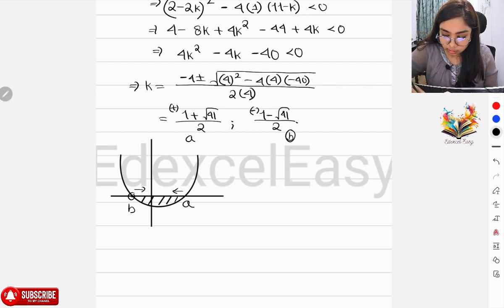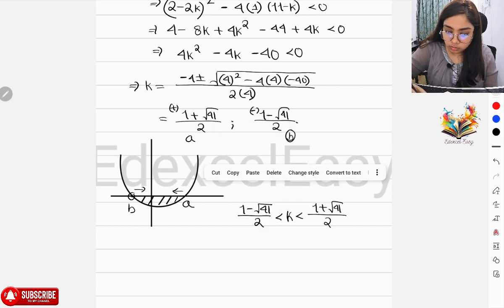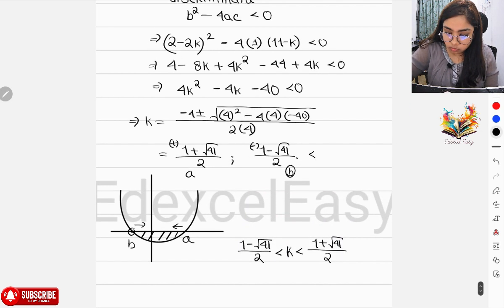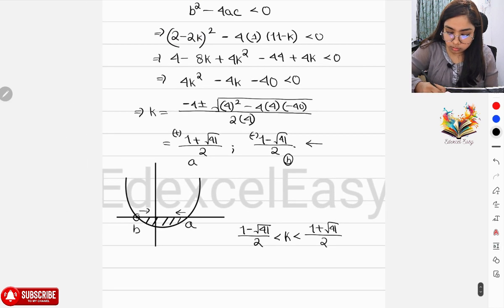So that means I can write k is less than 1 plus √41 divided by 2 and greater than 1 minus √41 divided by 2. That is the range of values of k which you were asked to calculate. So this was your critical point. You can also write it like this, that we are trying to calculate the critical point first.